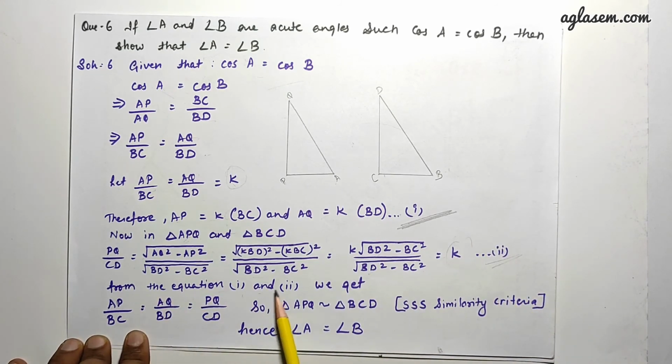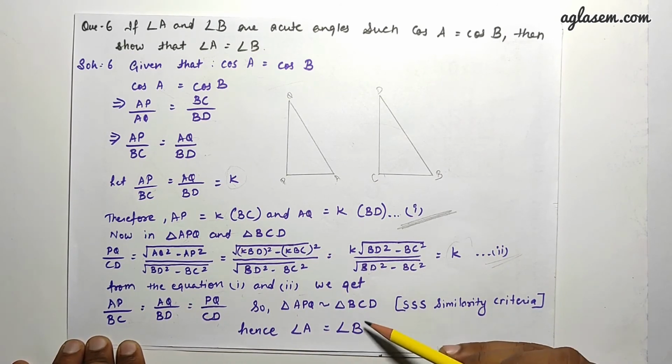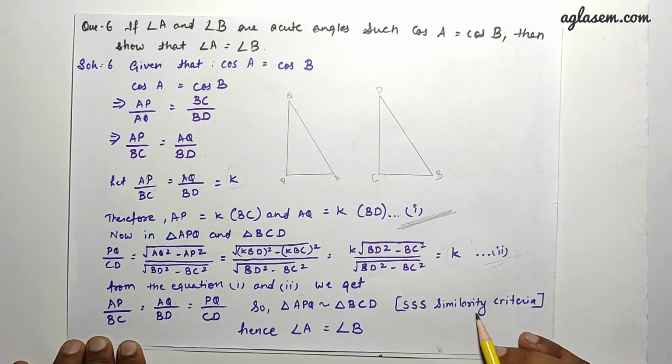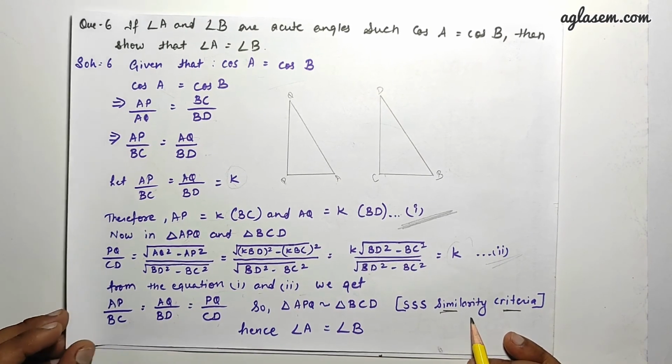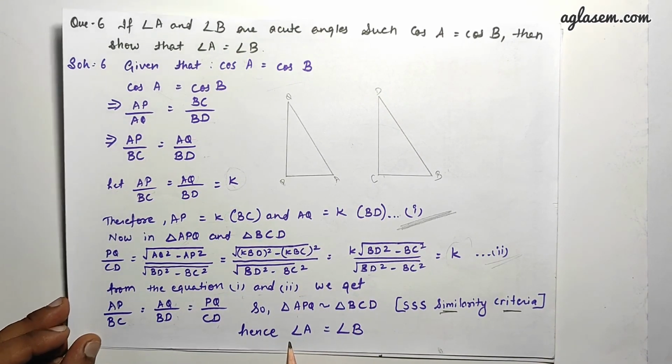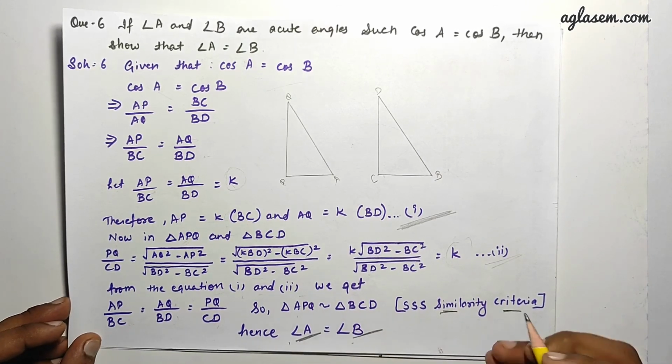From the first and second equations, we get AP upon BC is equal to AQ upon BD is equal to PQ upon CD. So triangle APQ is similar to triangle BCD by the SSS similarity criteria. In this there is SSS similarity criteria. So angle A is equal to angle B.